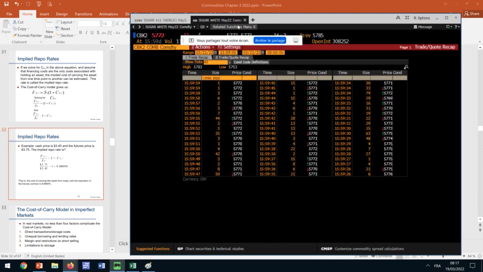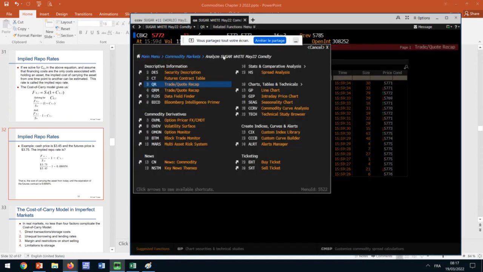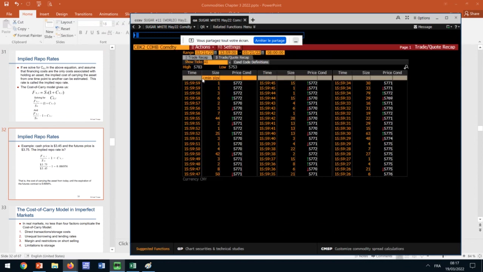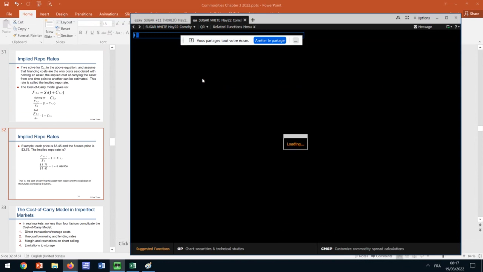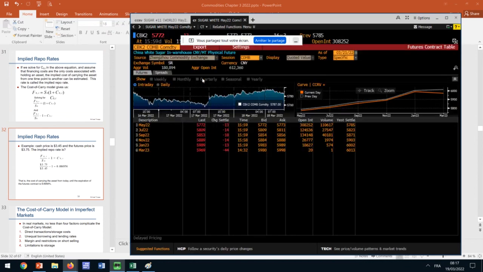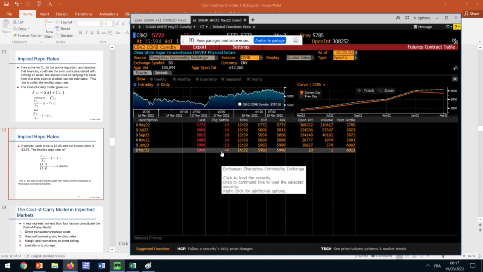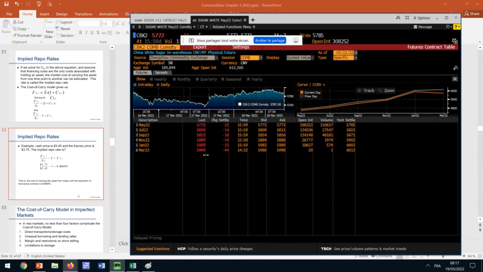No, that's just the past prices. This is not what we want. We want the futures contract table. That's the one we want. Okay, here we go. Here we have the different maturities. And here we have the different prices.